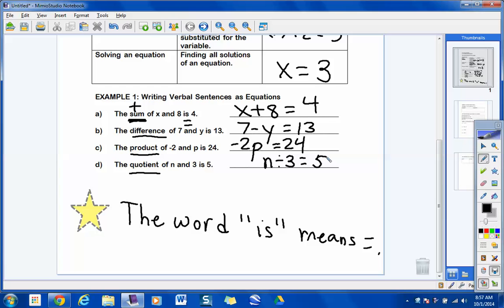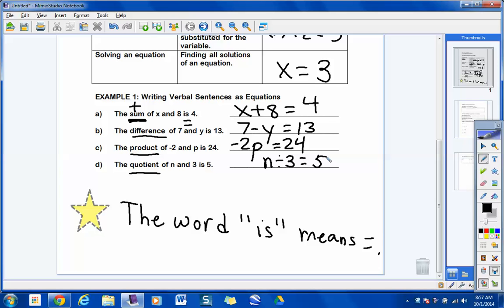If they say some number plus 4, I don't care what you use for the variable. If I say some number plus 4 is 8, anywhere where you see the phrase some number, just kick a letter in there, okay? And I usually use X for it, all right?